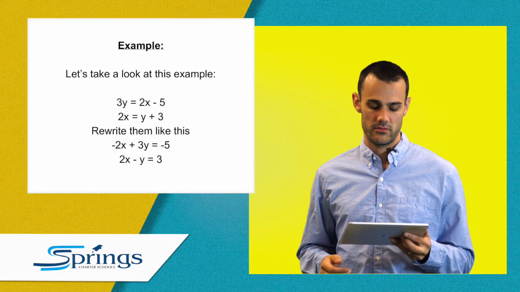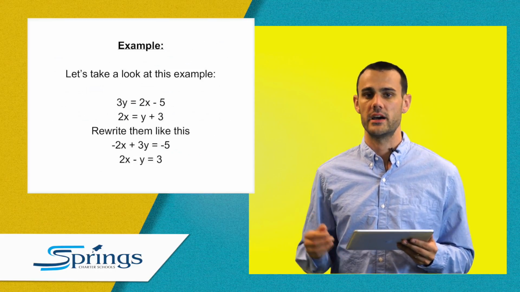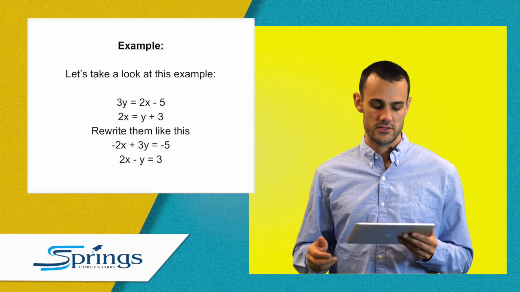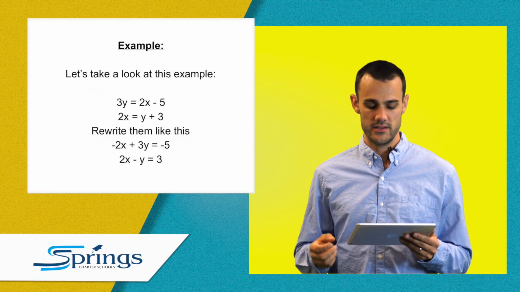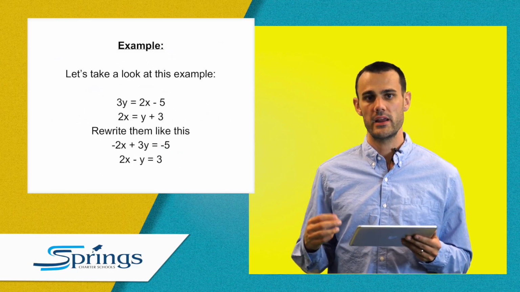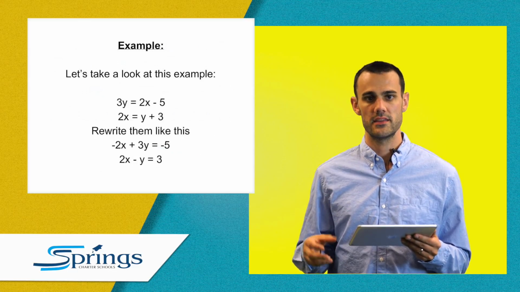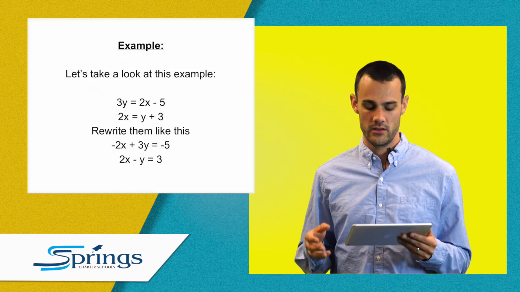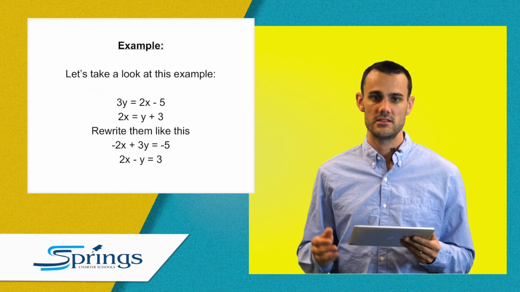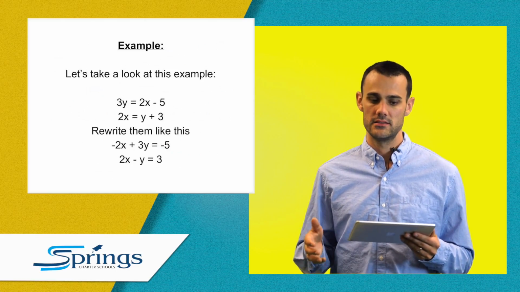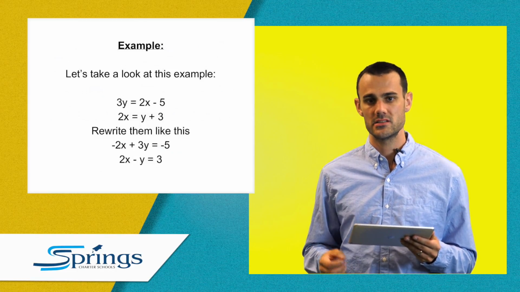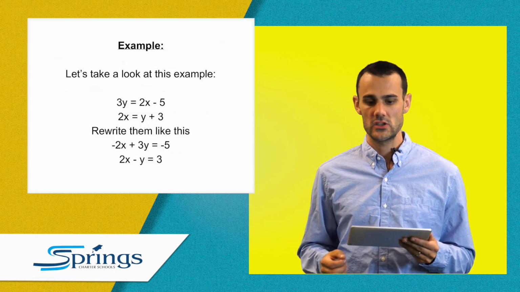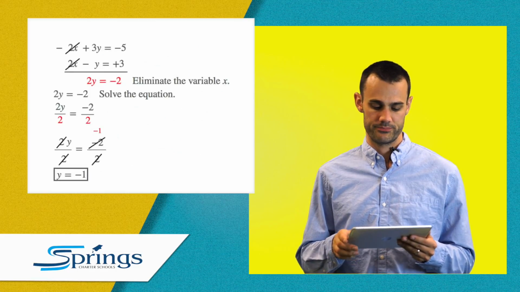So here's my example. 3y equals 2x minus 5. And then my other equation is 2x equals y plus 3. Now we need to rewrite this in a more friendly way so we can see that when we add or subtract these equations, the x values or the y values go away. Now I'm going to set mine up so that at the bottom I have negative 2x right over a positive 2x. Now if I were to add those two equations together, the x values would go away and it would look like this.